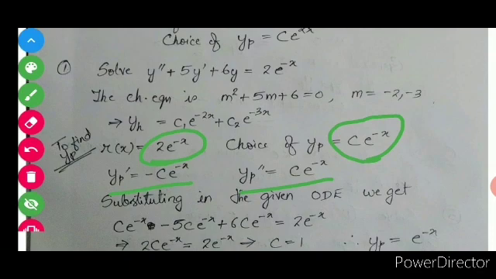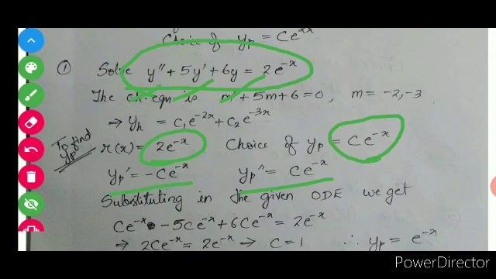Then you have to substitute those values, that is yp dash and yp double dash, in the given equation, and then equate both sides, left hand side and right hand side. So equate both sides of the equation to find your capital C. So that is what we are going to do. So your yp dash is minus c e raised to minus x, yp double dash is c e raised to minus x, given yp is c e raised to minus x.